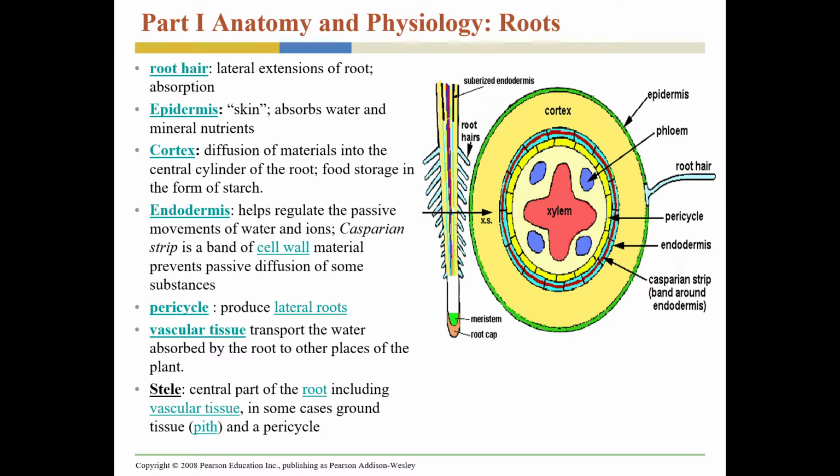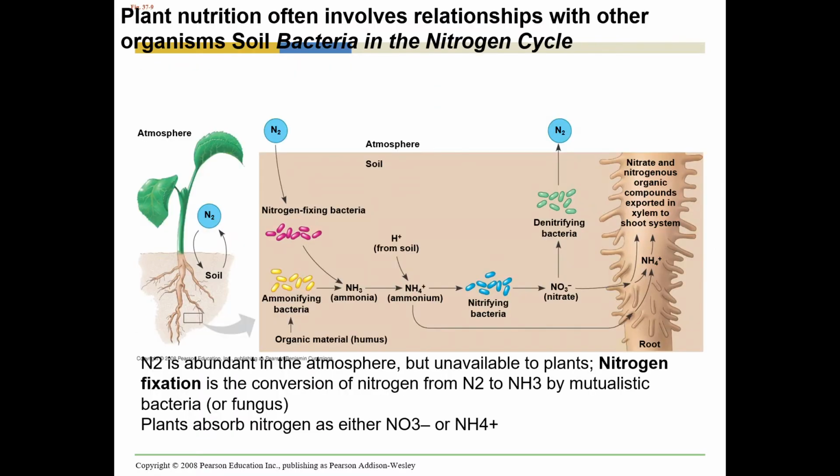A Casparian strip, that is really interesting. It's a band of cell wall material that prevents some substances from passing as far as the endodermis. Out of the pericycle come lateral roots, and then you have the stele, the central part of the root, which includes that vascular tissue.